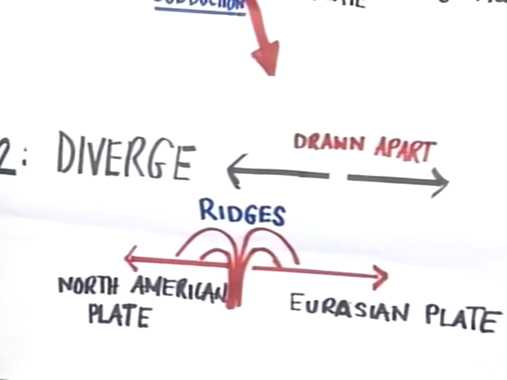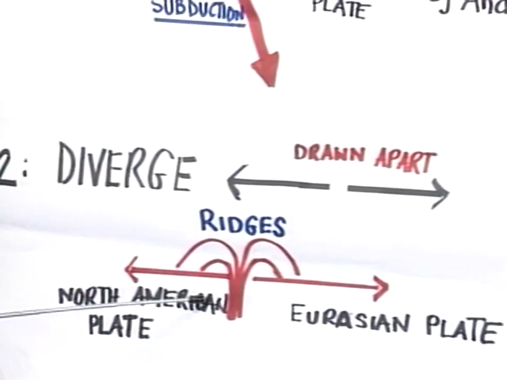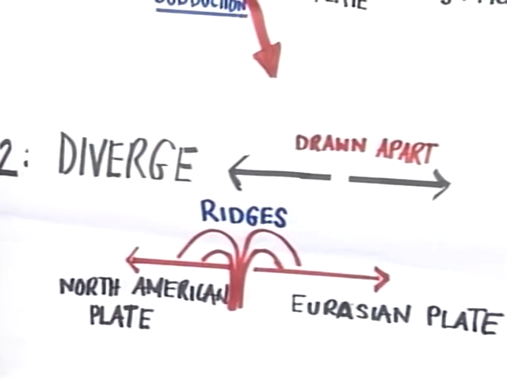Also, again, when plates diverge, it's to do with tectonic movements. Therefore, volcanoes will be common. Fissures or cracks on the Earth's crust will be common, and earthquakes are also common.